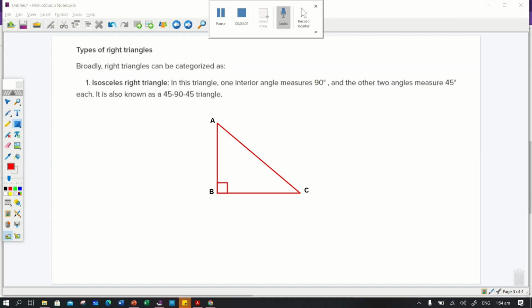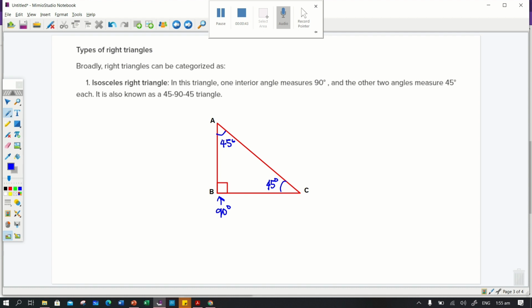What are the different types of right triangles? Broadly, right triangles can be categorized as number 1, isosceles right triangle. In this triangle, one of the interior angles measures 90 degrees, and that is angle B in our figure here. So angle B measures 90 degrees, and the other two angles measure 45 degrees each, and that is angle A, which is 45 degrees, and angle C, which is also 45 degrees. That is why this triangle is also known as 45, 90, 45.